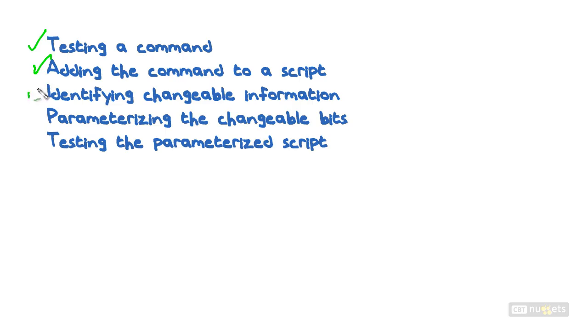Then you go through and you identify changeable information. What might need to change each time you run the script? Computer names are an obvious choice, but there's obviously others. And then you parameterize those changeable bits, simply adding a parameter block to the very top of your script. You can then test the script, make sure it works the way you want to.